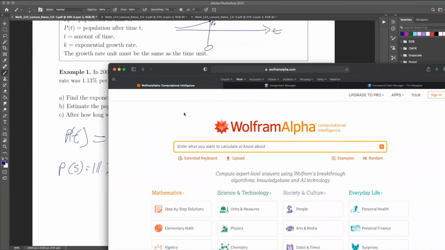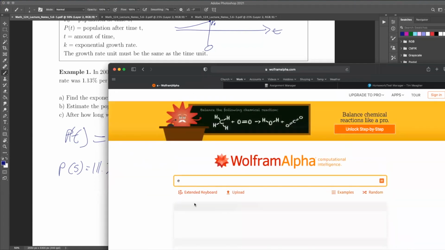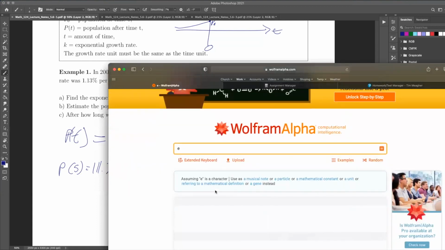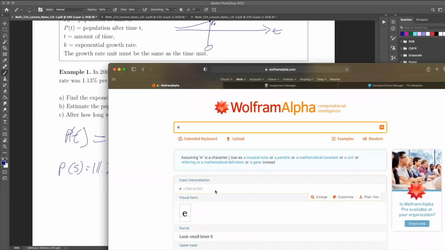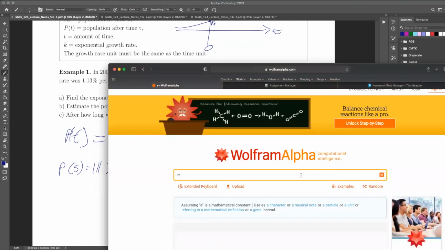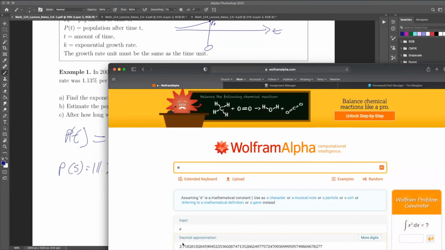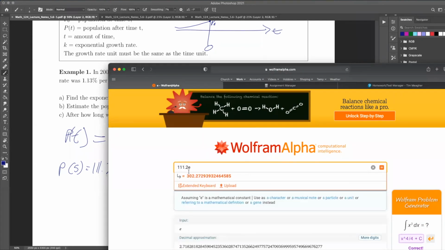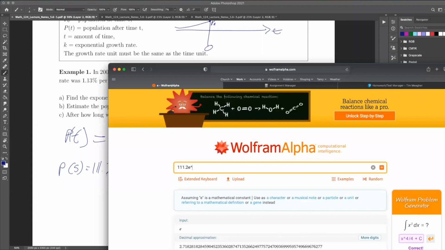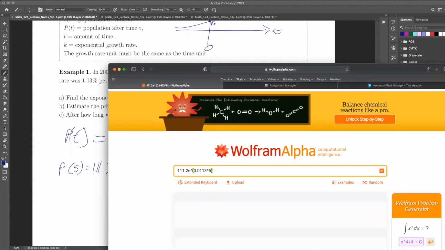All right, so let's just crunch this in the calculator. Remember e. Let's see what e is. It's e the character. What if I want the mathematical constant? Here, remember it's 2.7182, yeah, this is our e. And so here we're just going to have 111.2 times e raised to the quantity of 0.013 times 5, because that's where we're at, and we get here.